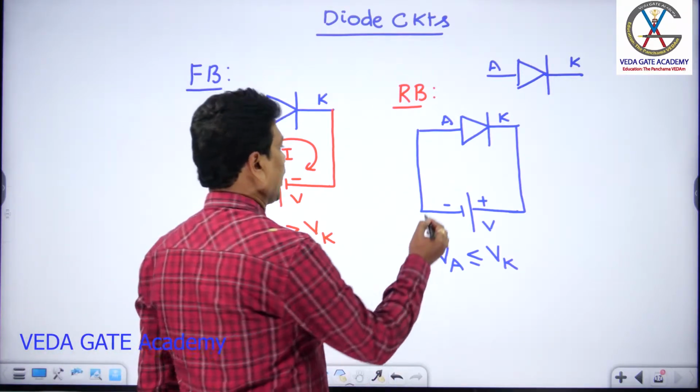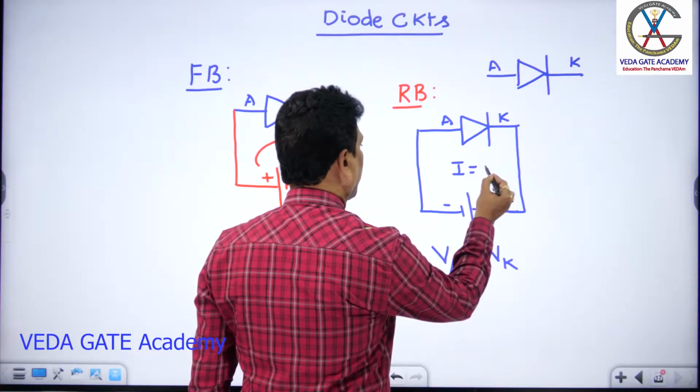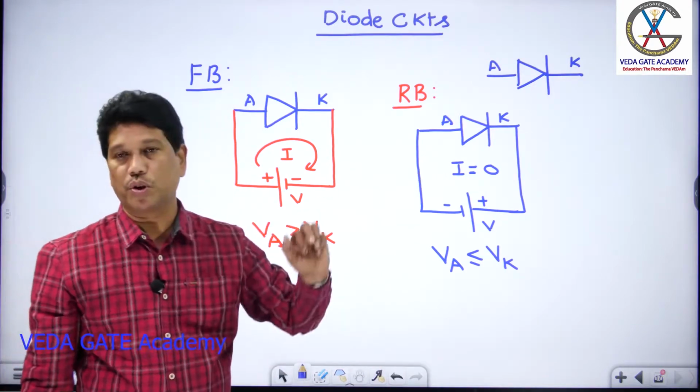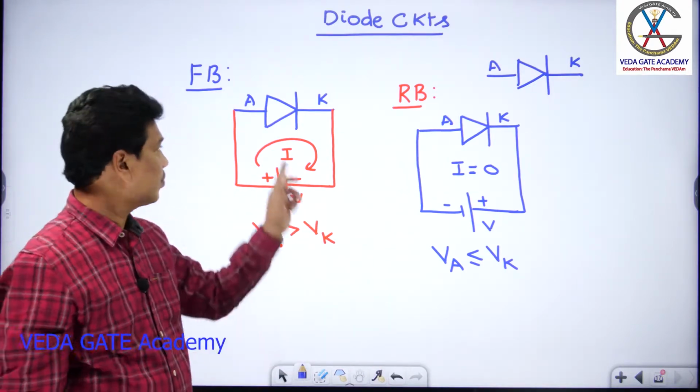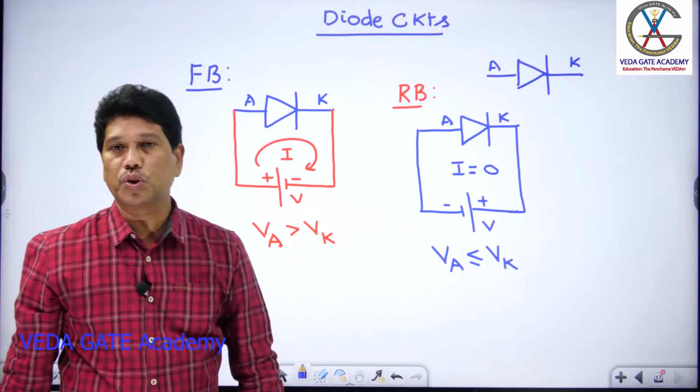Ideally, no current flows in reverse bias, where it acts as an open switch. Practically, a minority current flows, which is negligible. In reverse bias, the current flow is zero and it acts as an open switch. In forward bias, it allows the current and acts as a closed switch.